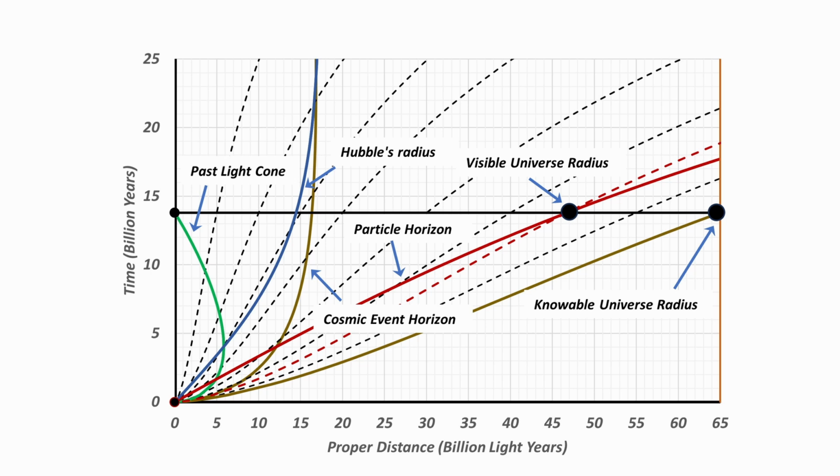It puts the edge of the knowable universe at 63 gigalight-years, which means that we will never be able to see the light that was emitted by astronomical bodies that currently lie 63 gigalight-years from us.